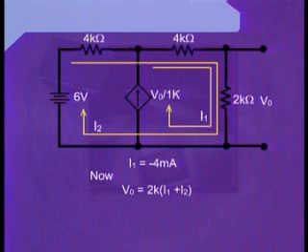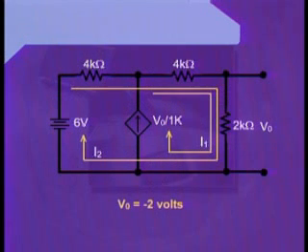Therefore, we can write V0 is equal to 2k into I1 plus I2. Or putting the values of I1 and I2, we can write V0 is equal to 2k into minus 4 milli plus 3 milli.